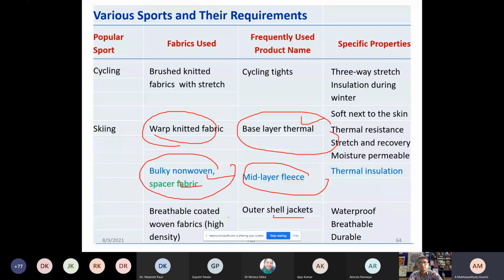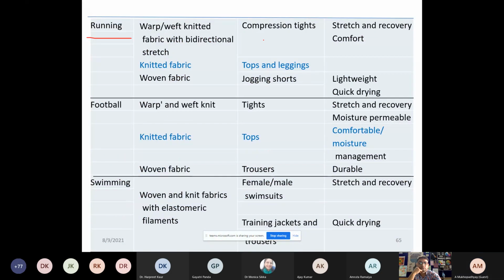Outer shell jacket, you can use the breathable coating woven fabrics. So you can see the use of non-woven, special fabric, warp knitted fabric. Many sorts of constructions are there. For running, again you can see the compressional tights. So knitted construction is used for compressional tights. So stretching and recovery, compactness is important.